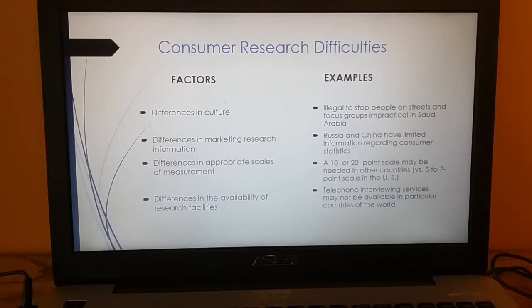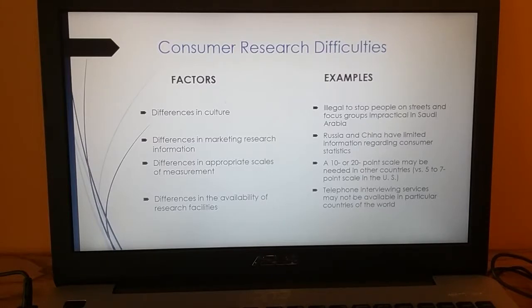American firms desiring to do business in Russia, for example, have found a limited amount of information regarding consumer and market statistics. And similarly, marketing research information on China is generally inadequate, and surveys that ask personal questions arouse suspicion, so that's a problem. Marketers have tried other ways to elicit the data that they need, but not always successfully.